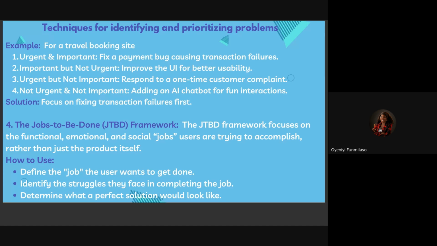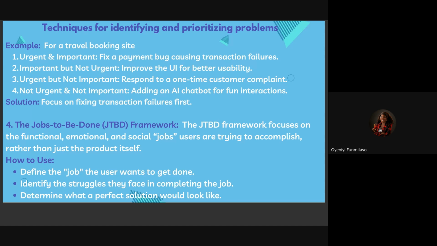We cannot be adding an AI chat box for fun interaction when we have a payment bug that is causing a lot of transaction failures and people are not able to pay for our products, right? So that's the most important thing we need to do right now. And then important but not urgent could be improve the user interface.